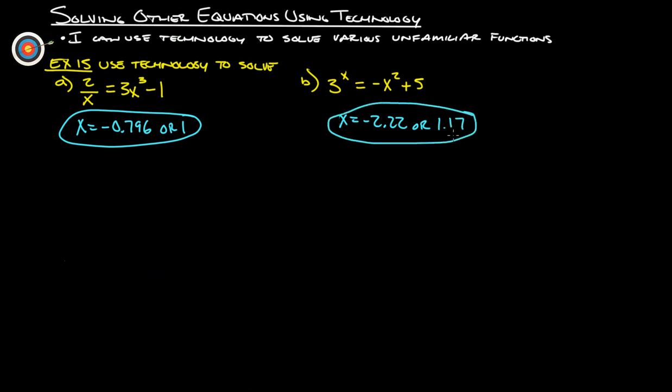So if we were to plug in either of those two numbers, 3 to the 1.17 should equal negative 1.17 squared plus 5. So those should be equal, or since we rounded them, it should be very close to equal. Okay? All right, that's all there is for solving equations using technology.